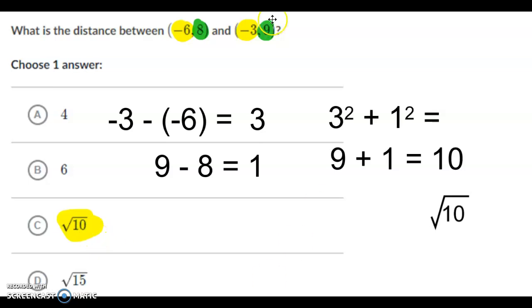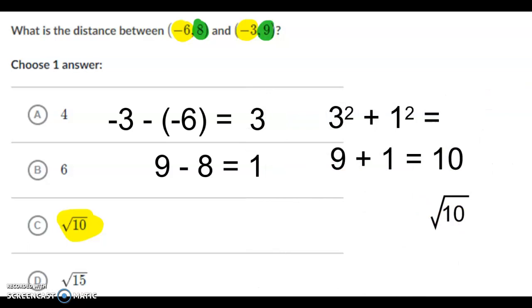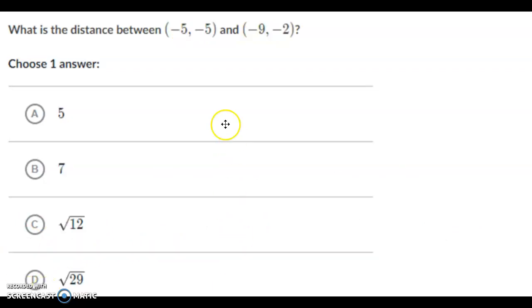So let's look at this again. Taking your x's, these numbers, and subtracting them gives my first leg, and 3 squared is my area. In my second set of numbers, the y's, I subtract them and I get the 1. So I'm able to do all this work without even using a graph. I'm going to do it on this next problem, and I'm not going to bring in the graph at all, just to look at the procedure of how this works. So let's take a look at this problem. These are my 2 points.